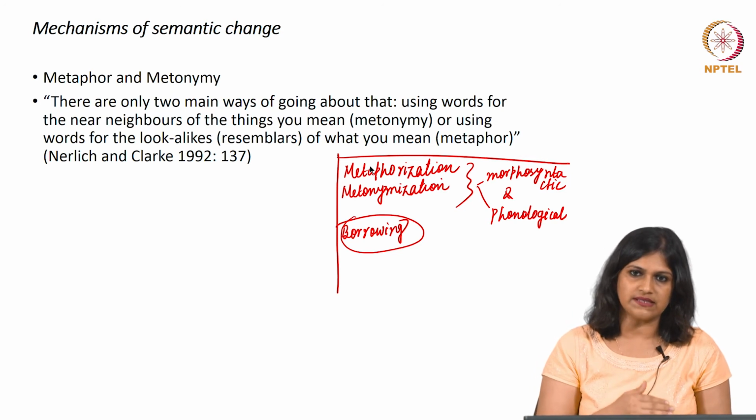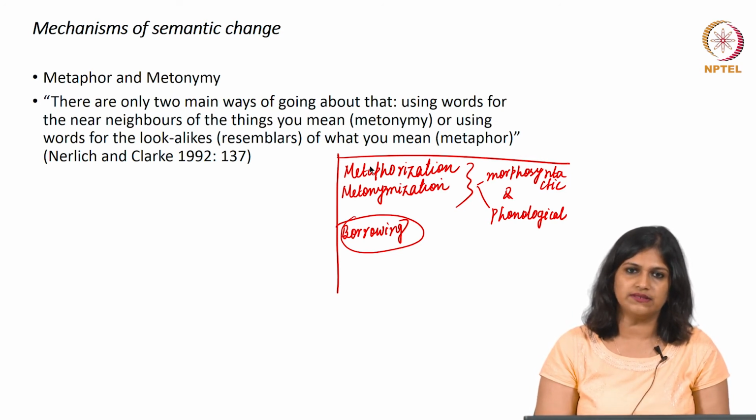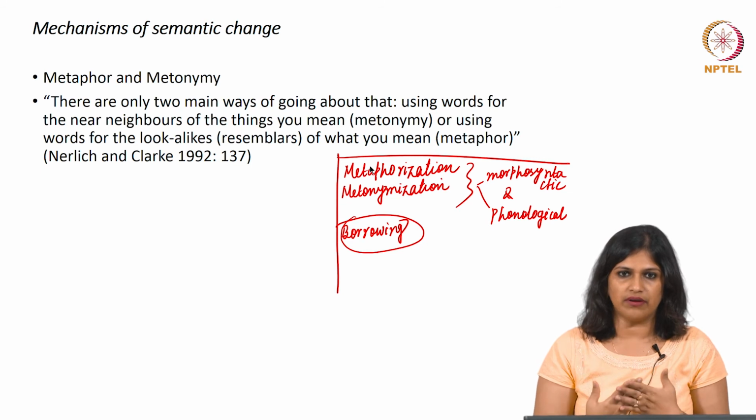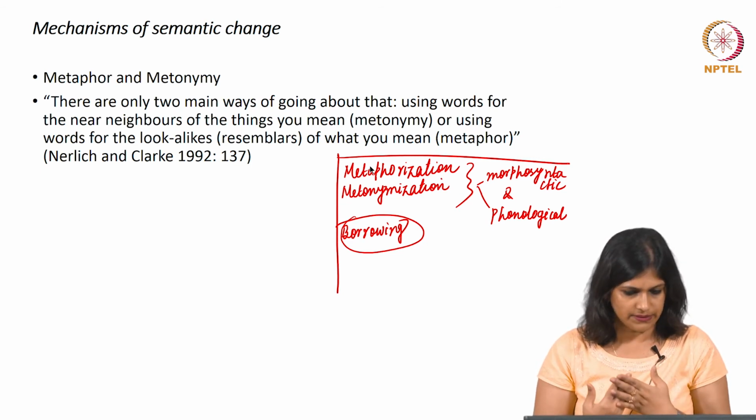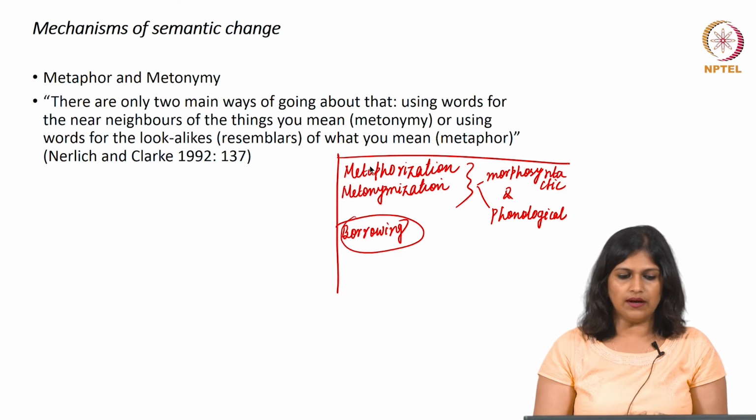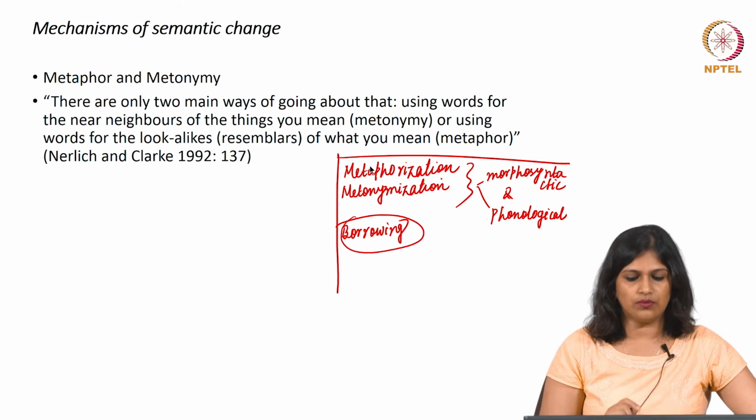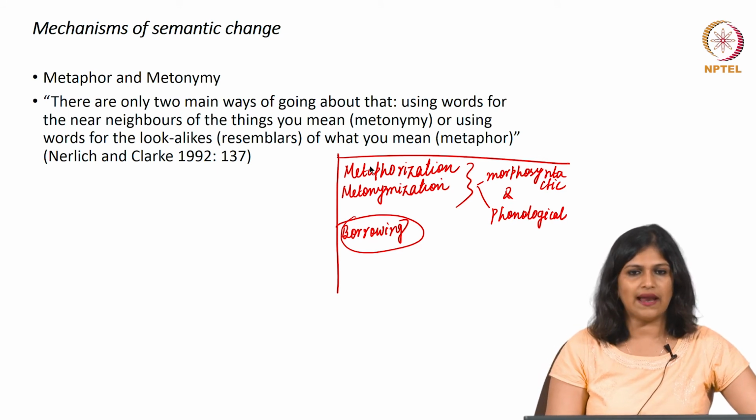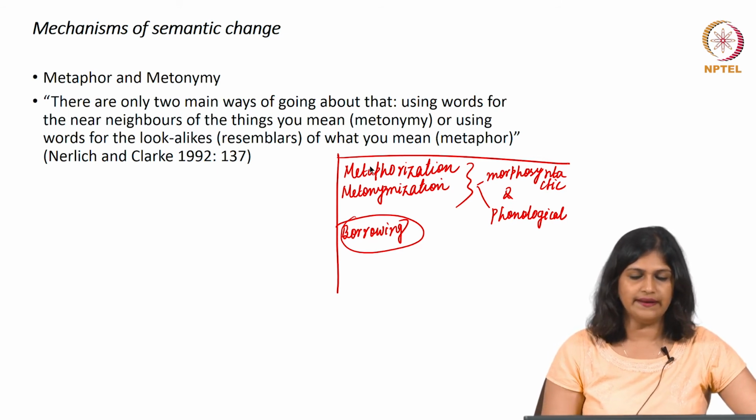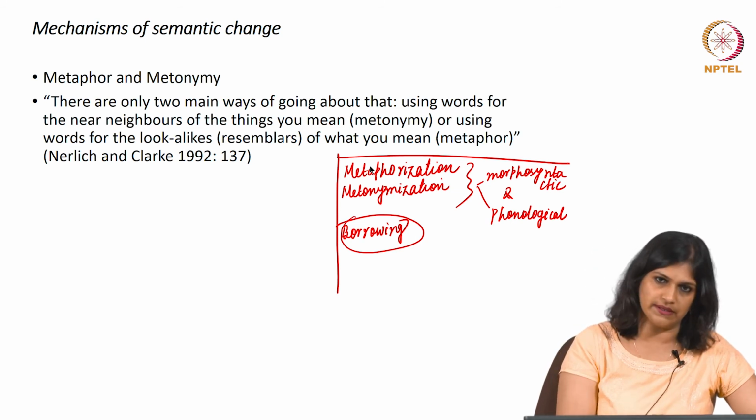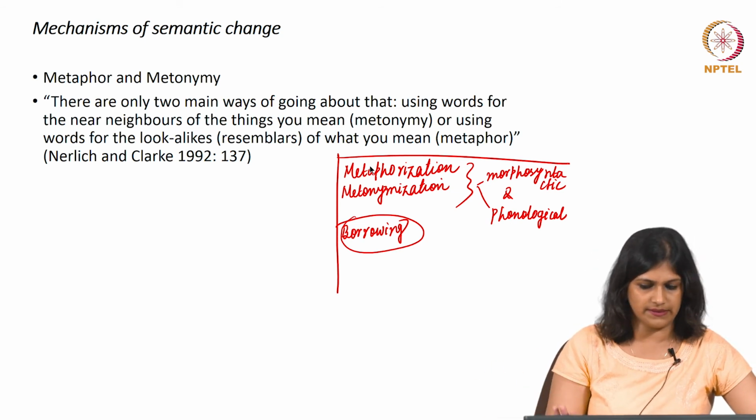Whatever I have discussed by now about semantic typology, you should be able to understand that there is a lot of overlapping information related to lexical, morphological and semantic typology. Now let us focus on the first two mechanisms that I just mentioned. Nerlich and Clarke 1992 would say that there are only two main ways of going about that. And what are the two main ways? I have already written it over here: metonymization and metaphorization.